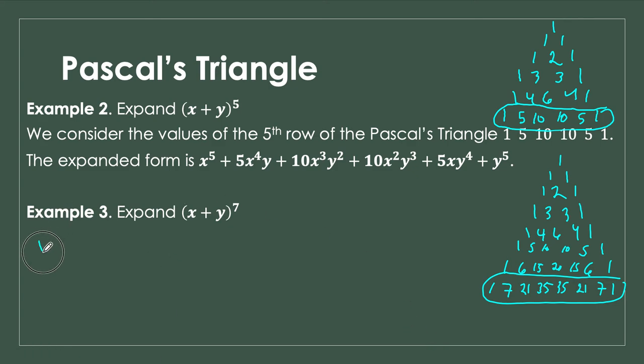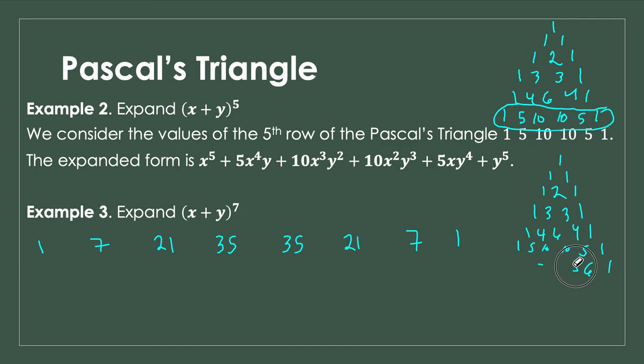We have 1, and then 7, 21, 35, 35, 21, 7, and 1. Okay, so I think we can delete this now. We don't really need it. We already know the sequence. So next we're going to work out the x and y, since the variables here are both x and y. So let's start with the x.